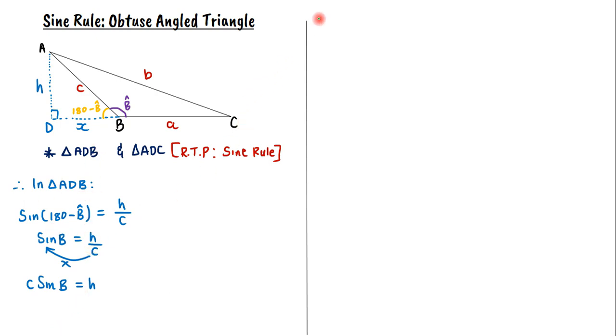Another way to calculate h would be to look in triangle ADC. Here I have angle C, and h is again the opposite, but B is the hypotenuse. So I'm going to say sine C is the opposite, h, over the hypotenuse, which is B. And from here, do the same thing.